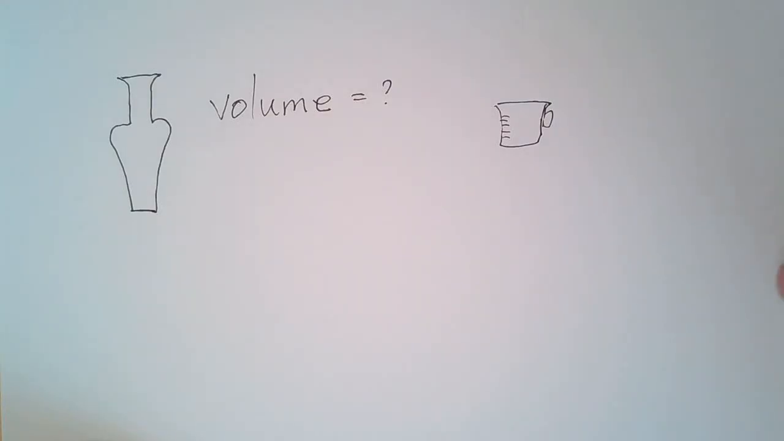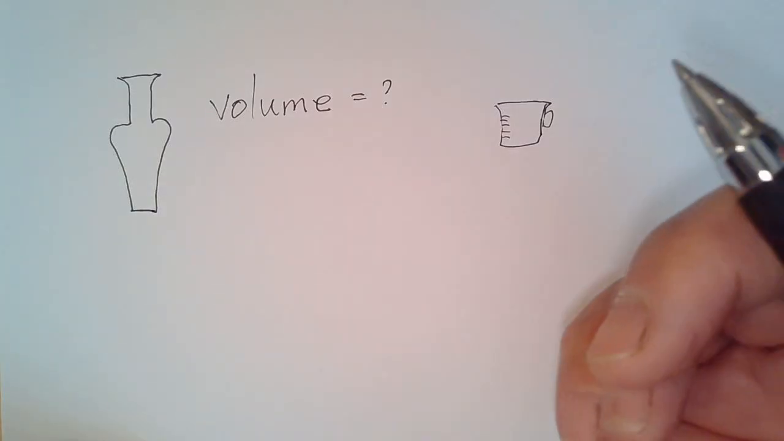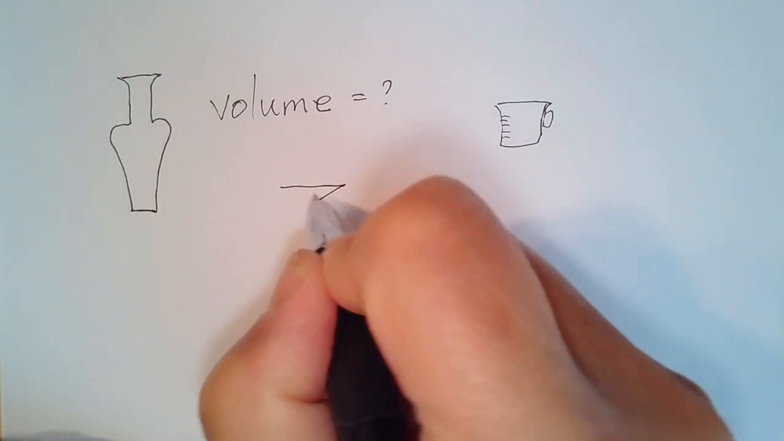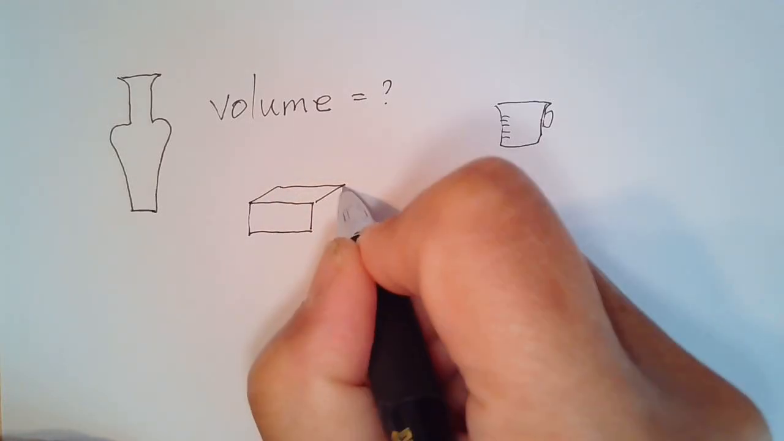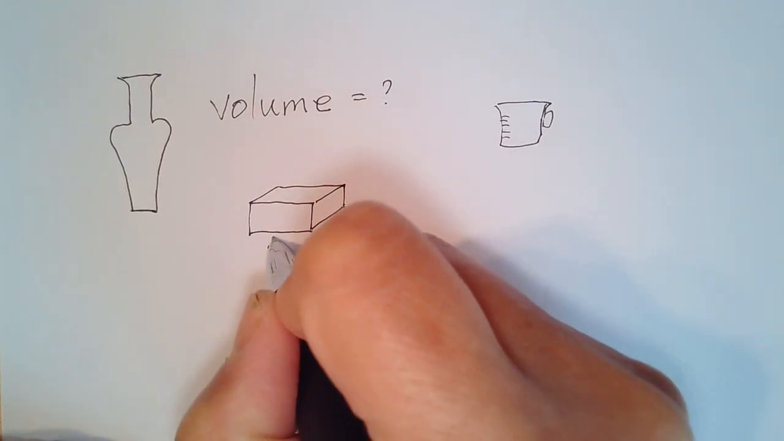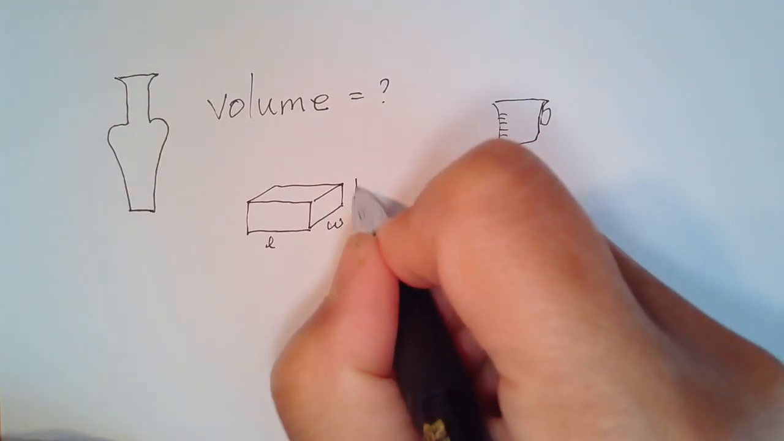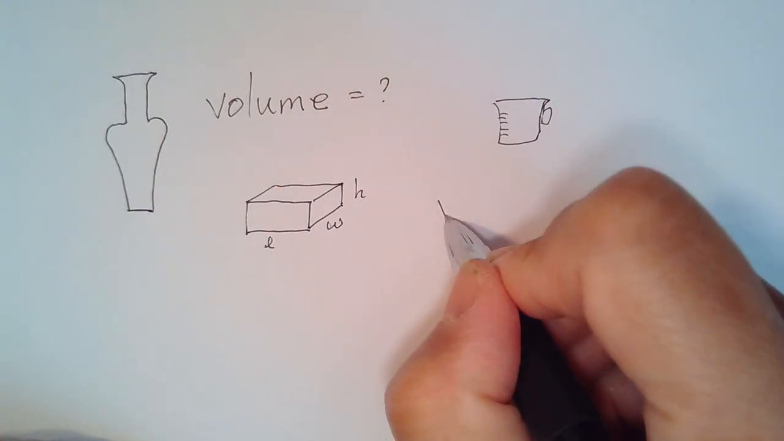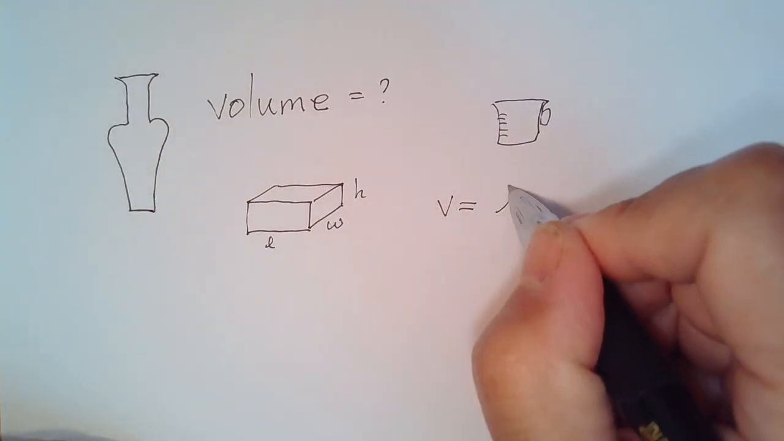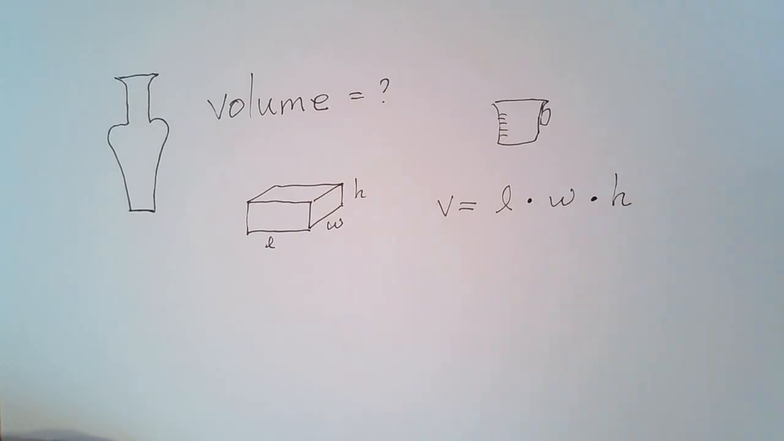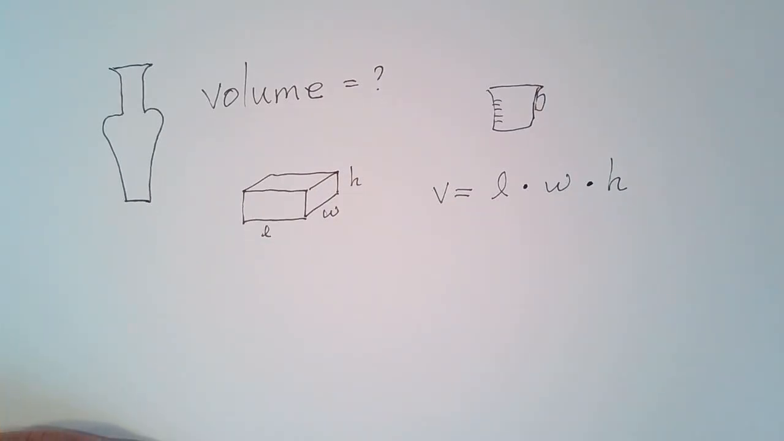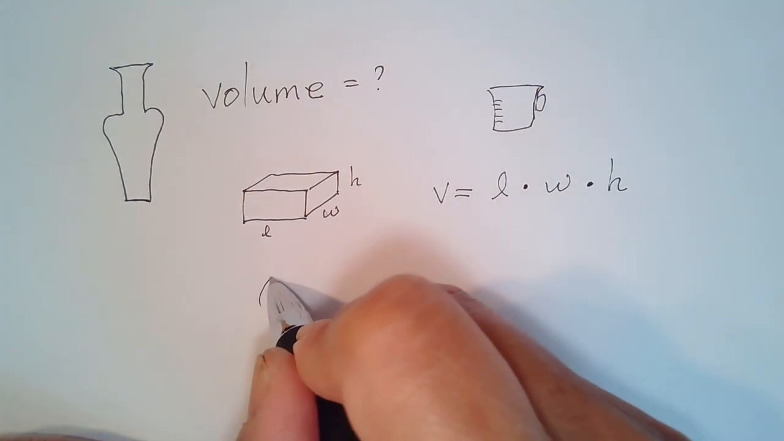But how do you find it out mathematically, or in a calculus way? We know how to calculate the volume of this box. If I know the length, the width, and the height, the volume for this box is length multiplied by width multiplied by height. That's it, right? What about a ball?